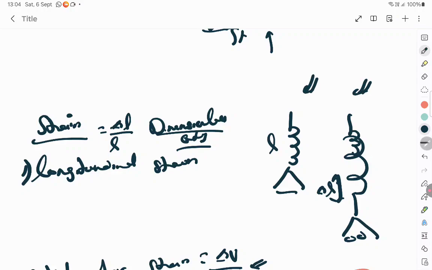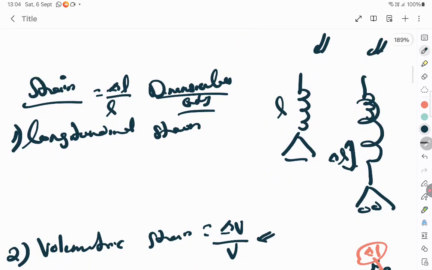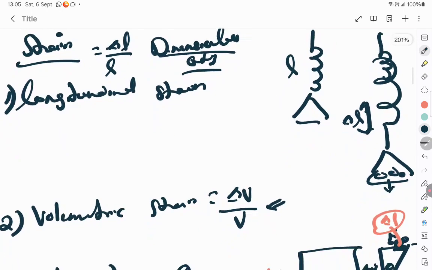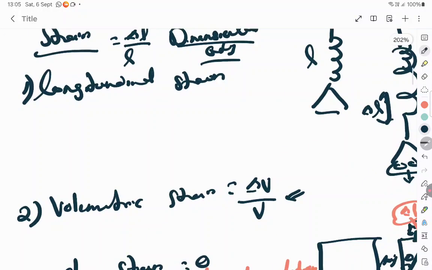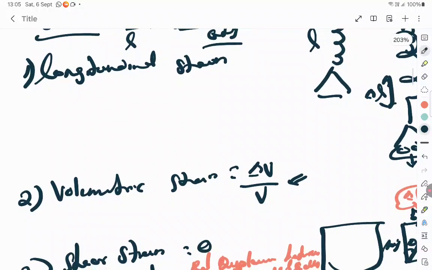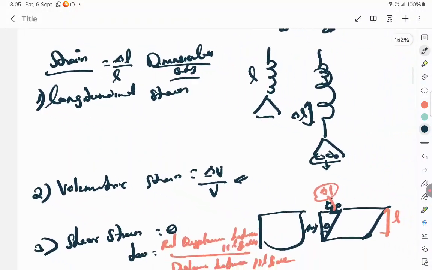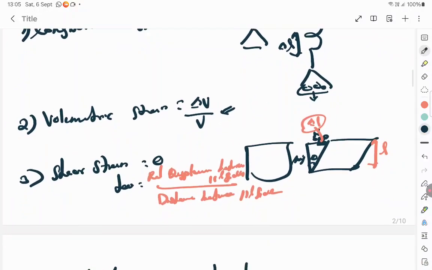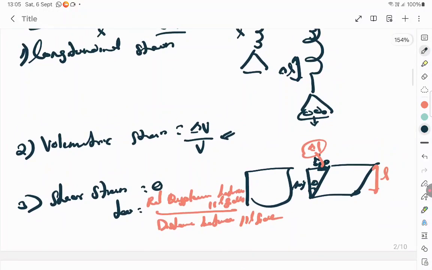Hooke did this experiment, Hooke's law, where he took a spring, attached a pan to it and added weight to the pan, and as the stress is increasing, there's a change in length by original length, which is known as strain. It's dimensionless because length by length cancels. Strain can be classified into longitudinal strain, volumetric strain, and shear strain. Volumetric strain is the change in volume by original volume. A shear strain is, as I told you, when you apply a force like this, it moves, and the shear strain is this theta.